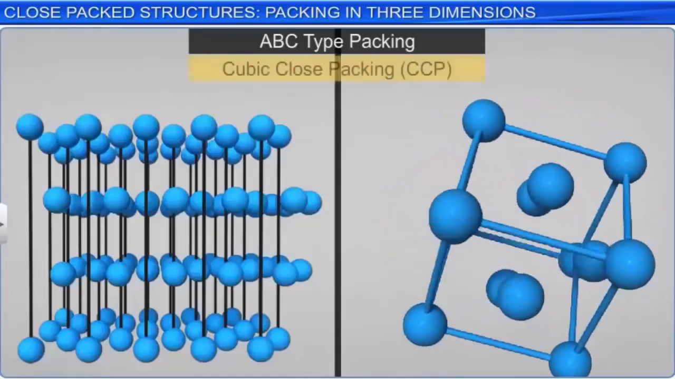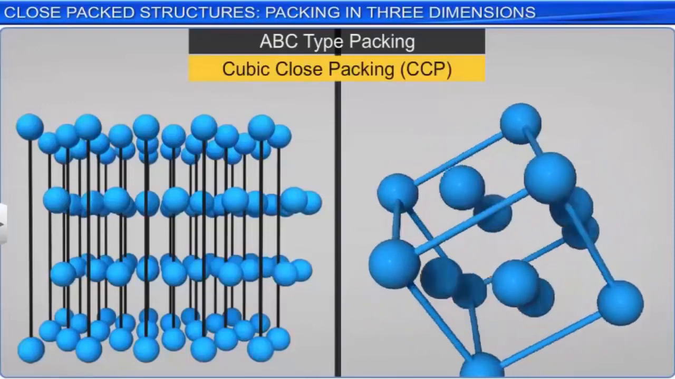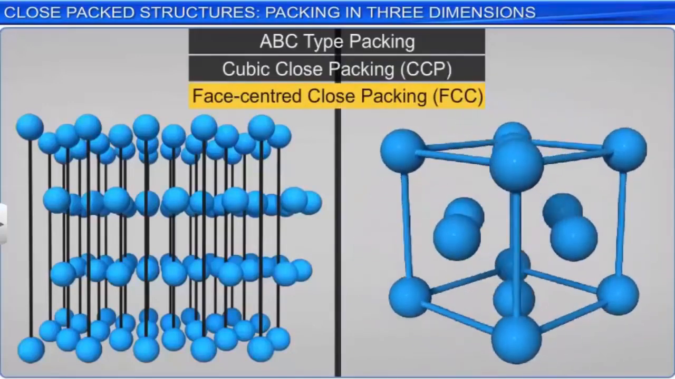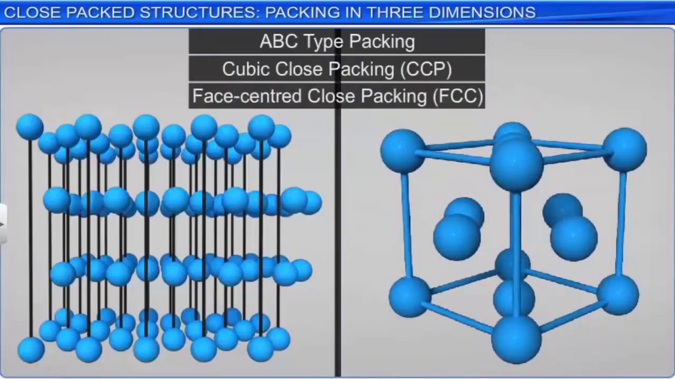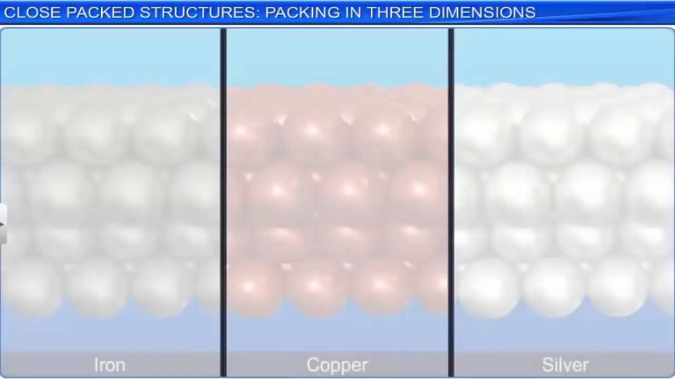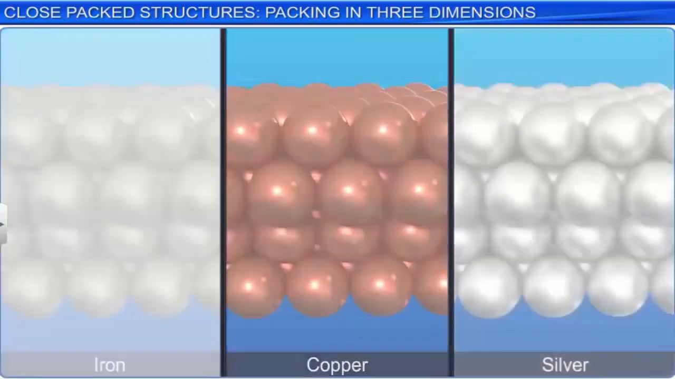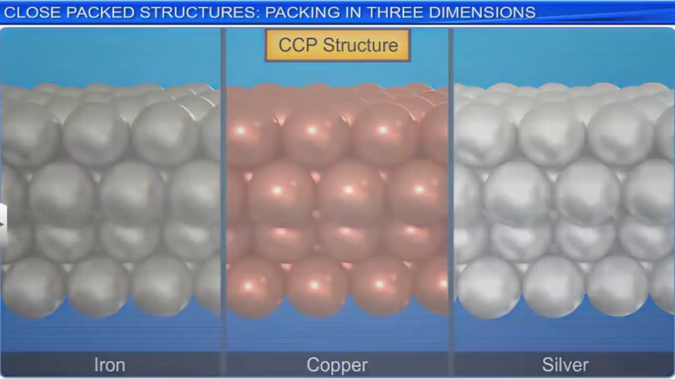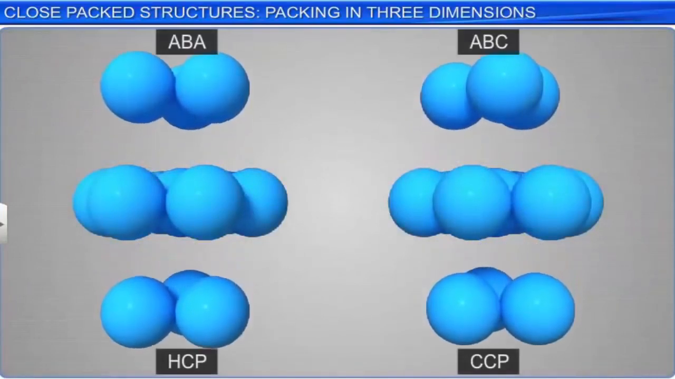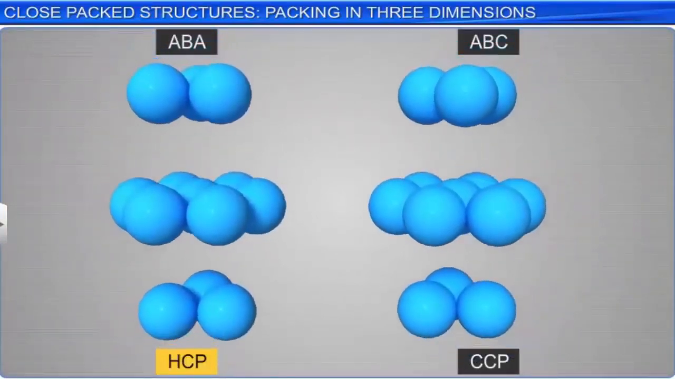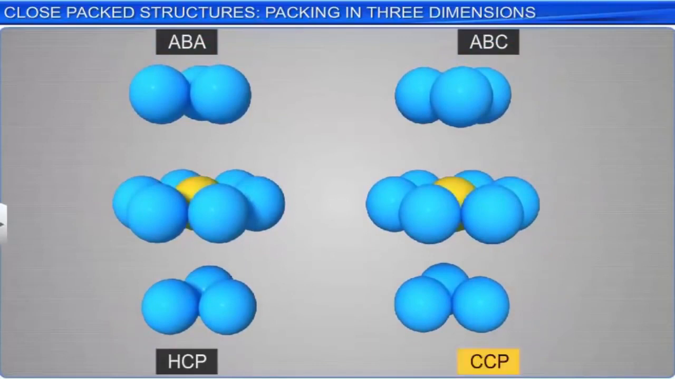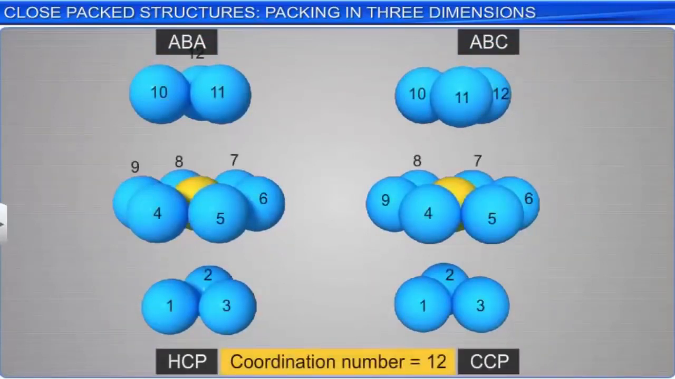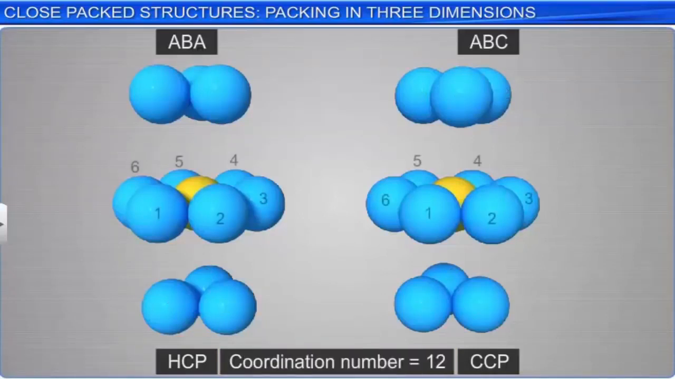It is also called cubic close packing, CCP, or face-centered close packing, FCC. Metals like iron, copper, and silver crystallize in CCP structures. Further, as can be seen in hexagonal close packing and cubic close packing, a sphere has the coordination number 12. It is in contact with 6 spheres in its own layer, 3 more in the layer above, and 3 more in the layer below.